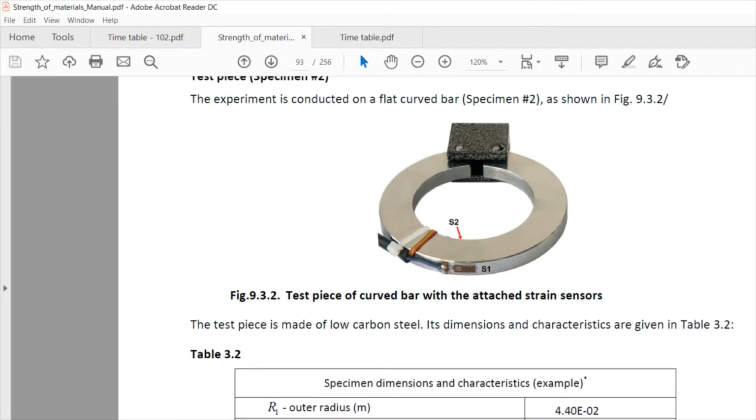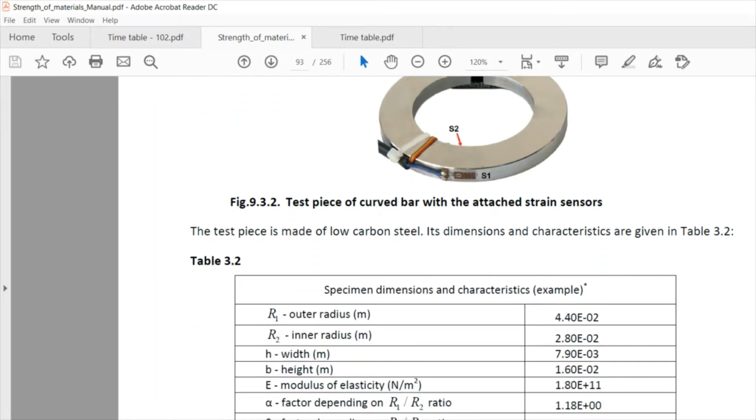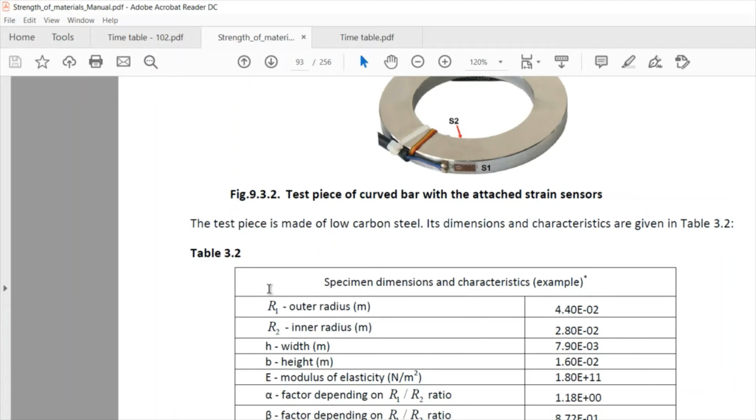The values or properties, the dimensions of the specimen, are outlined in this table. R1, the outer radius, is given, then the inner radius, width, height, modulus of elasticity, and of course the calculated alpha and beta, and the coefficient of sensors, which is always 1.